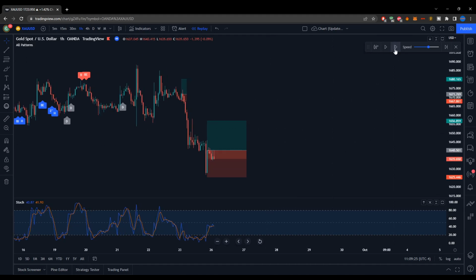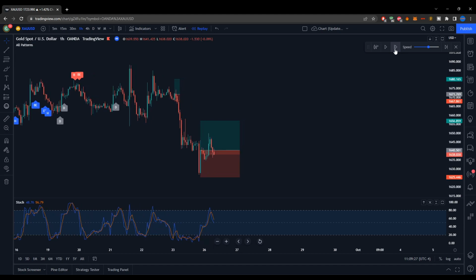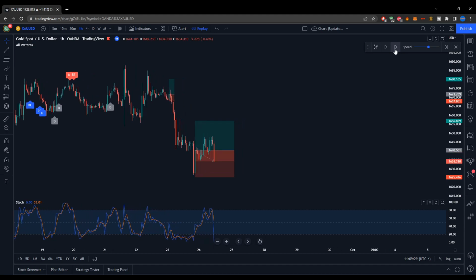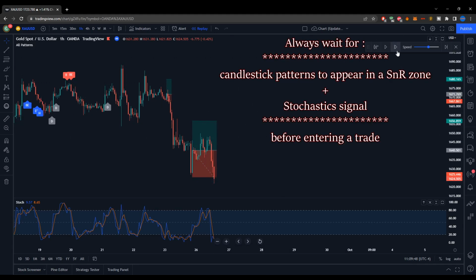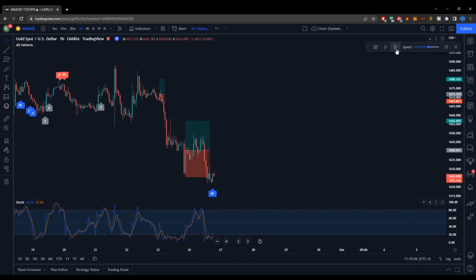Let's see. Oh no. Alright. See? So for now we need to wait until a bullish engulfing tag appears or a bearish engulfing tag appears. Okay, so it appeared right after the false signal.